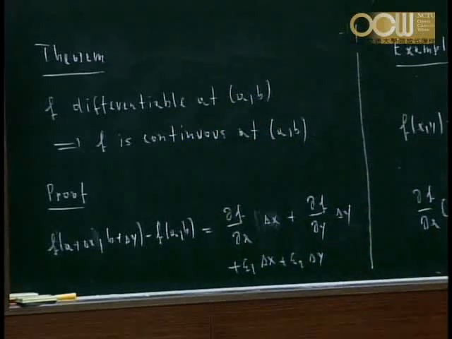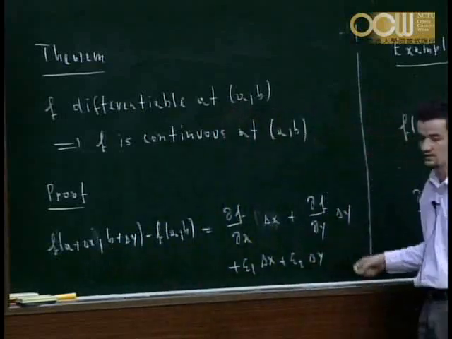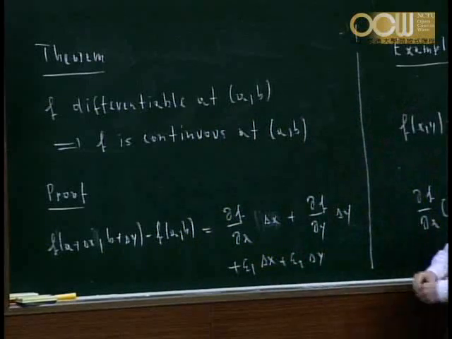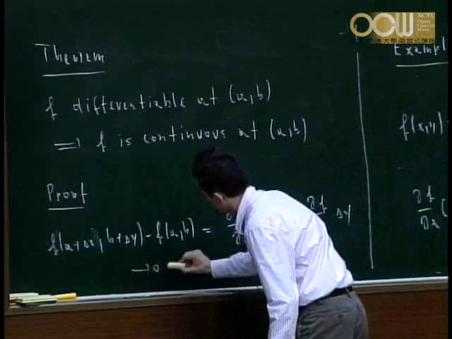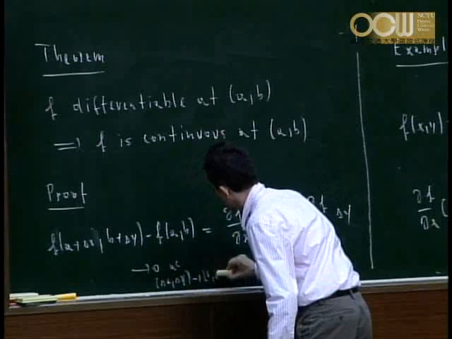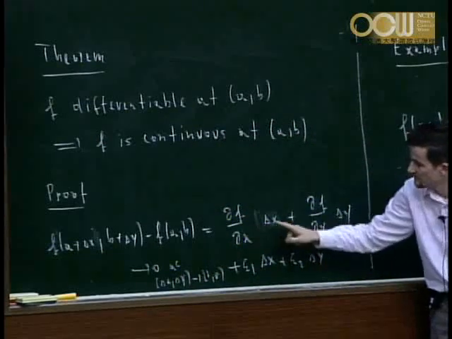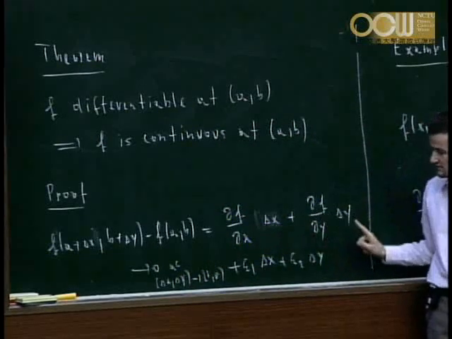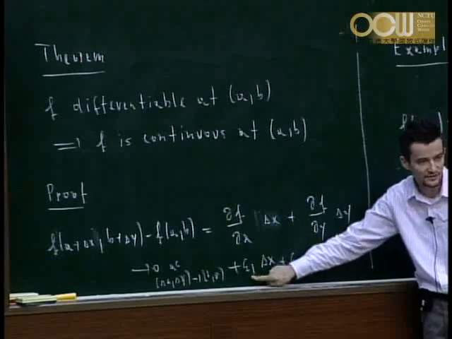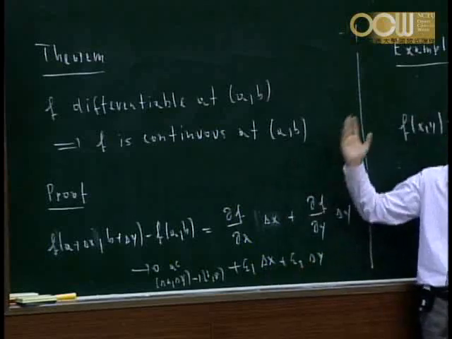Now, as delta x and delta y tend to 0, 0, this tends to 0, this tends to 0, and those two functions by definition tend to 0. So everything tends to 0 as delta x, delta y tends to 0, 0. This is more or less the definition. Of course, this tends to 0. This is a constant. This tends to 0. This is a constant. This tends to 0. This is not a constant. This epsilon 1 is a function of delta x and delta y, but by definition tends to 0. Everything tends to 0.